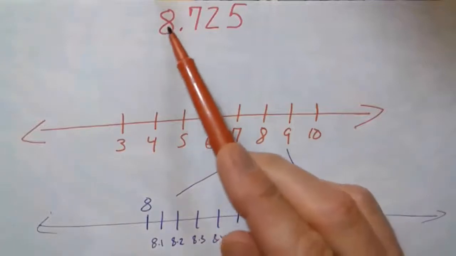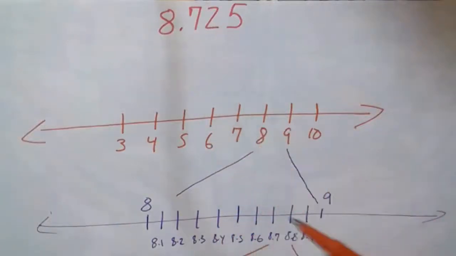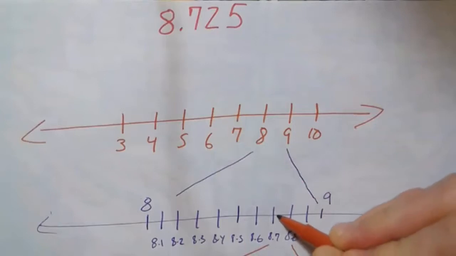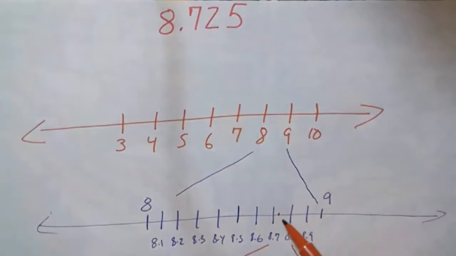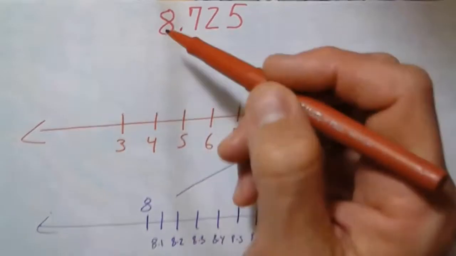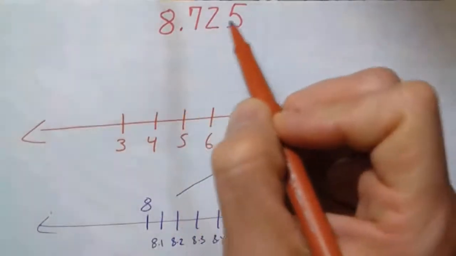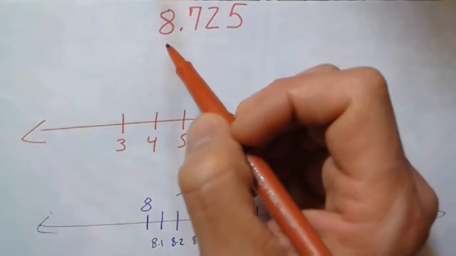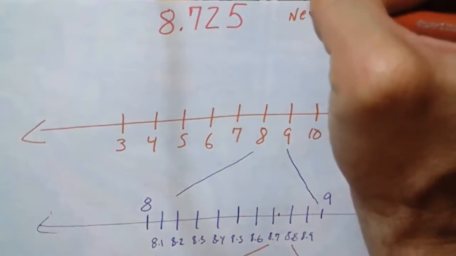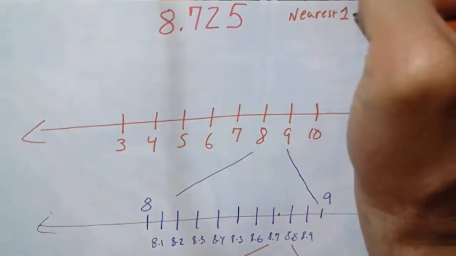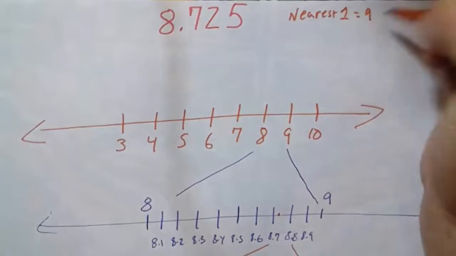If we look at this number, 8 and 725 thousandths, that's going to be somewhere about here. If I were to say which whole number this number is closer to, well, it's 9. It's way closer to 9 than it is to 8. It's right there. So if I'm rounding 8 and 725 thousandths to the nearest 1, that's going to be 9. So that's the nearest 1.